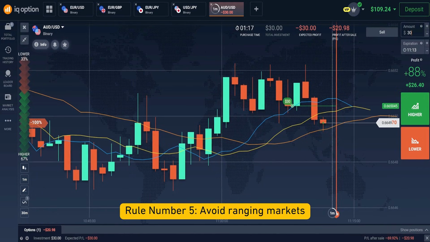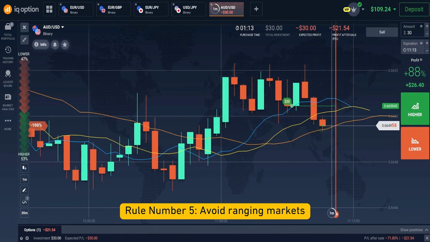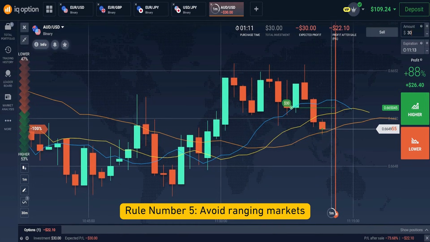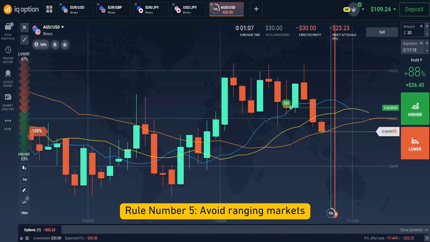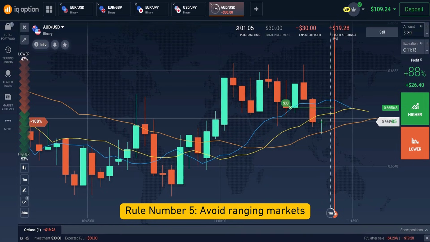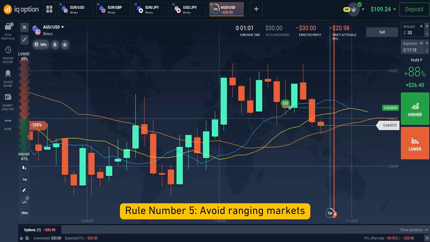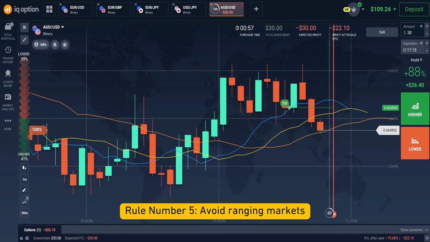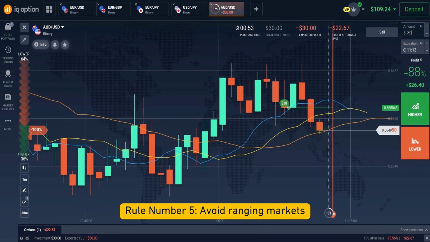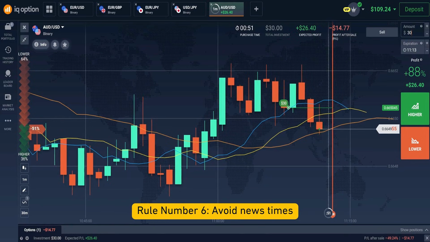Rule number 5. Avoid ranging markets. This is absolutely crucial. Do not trade when the market is moving sideways or when the 3 lines are tangled together like spaghetti. When the alligator is sleeping, we stay out. We only trade when it wakes up and the lines clearly separate with strong direction. Trading in a ranging market is one of the biggest mistakes beginners make. Don't be that trader.